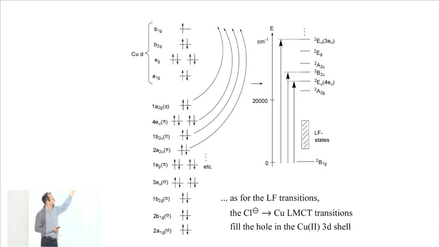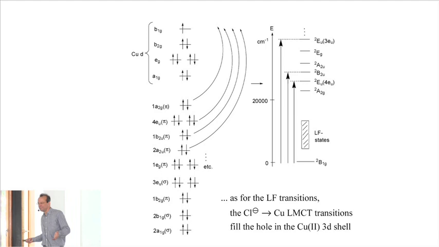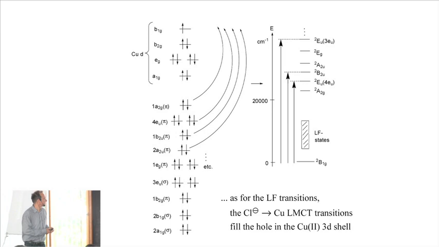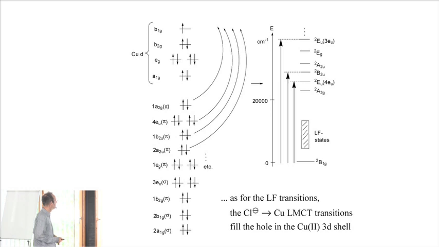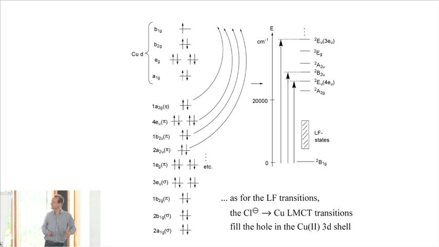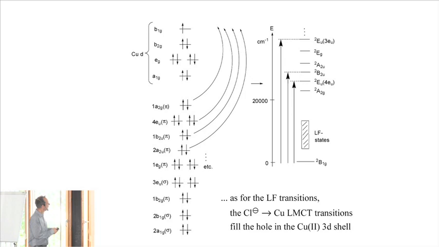And just as we did with the ligand field transitions, we are now filling the hole in the 3d shell, but not from a lower lying metal orbital, but from a ligand orbital. So we are making transitions from here to here, from here to here, and so on. These orbitals now, you can see that they have labels g and u. So we have gerade combinations and ungerade. These are all gerade, so these transitions are all forbidden. But now, in the ligand range here, we have u orbitals. So you get transitions from u orbitals to gerade orbitals, and these transitions are allowed.